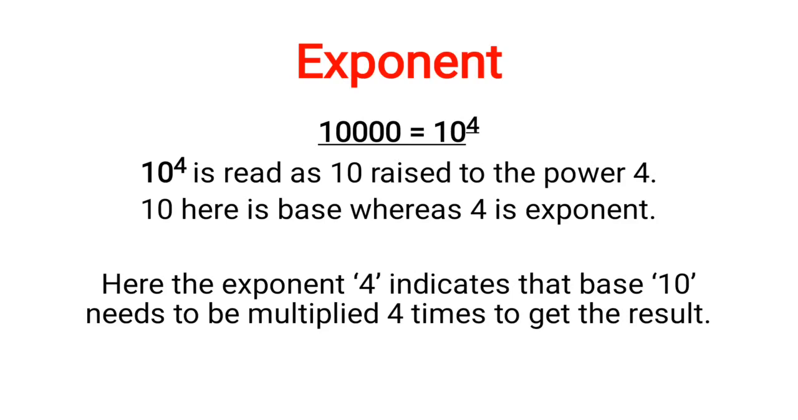10,000 can be written as 10 raised to 4 in exponential form. Usually, 10 raised to 4 is read as 10 raised to the power of 4 or simply as 4th power of 10. Here, in 10 raised to 4, 10 is known as base, whereas 4 is the exponent. In other simple words, we can say that 10 raised to 4 means the base 10 needs to be multiplied 4 times in order to get the desired result.